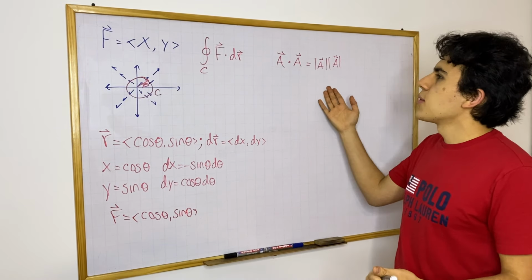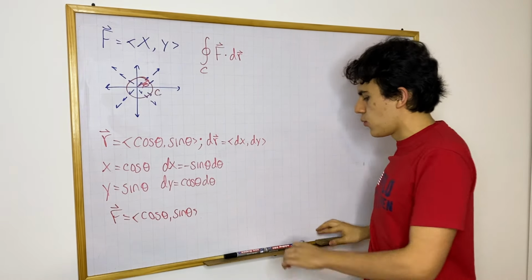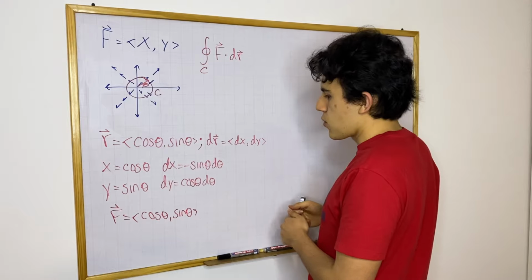Or we're going to get, I don't know, some sort of magnitude squared? Let's see. It's pretty interesting what we get, and you'll see why in a moment. So let's actually walk through the computations.